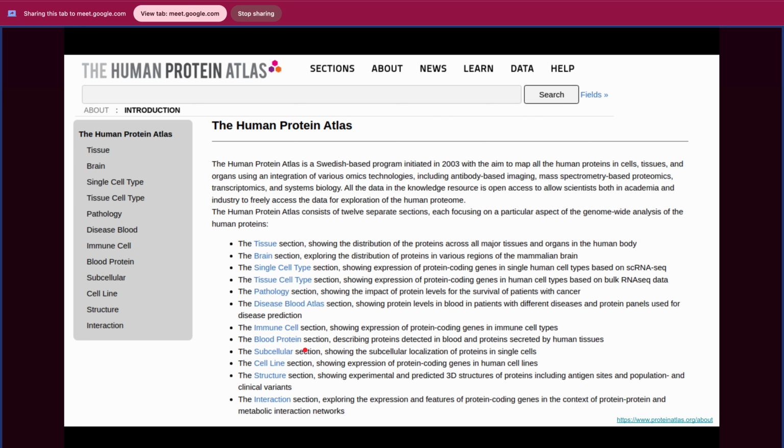Then blood protein, it will tell about the proteins which are expressed in the blood and which are secreted by human tissues in the blood. So not exactly about the disease, but normally which proteins are present in the blood.